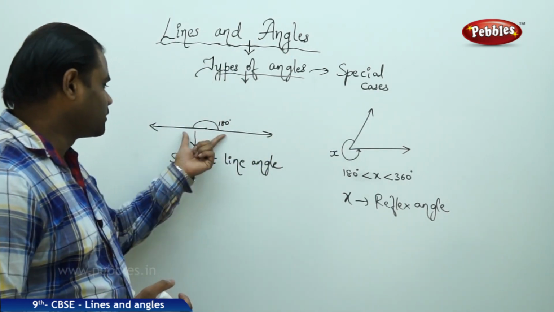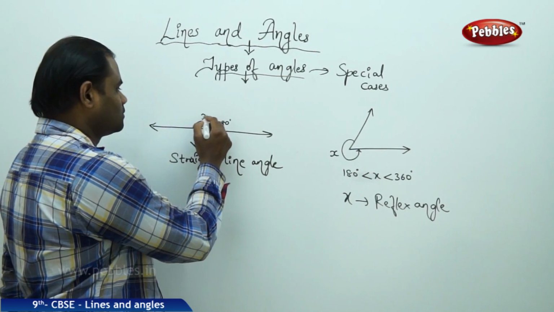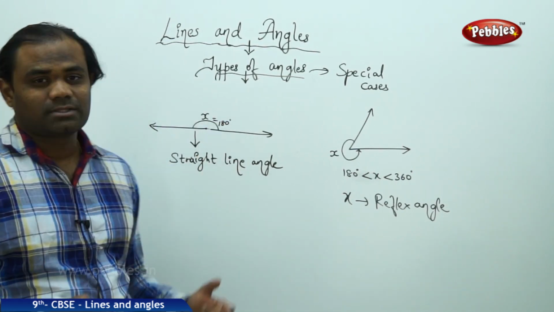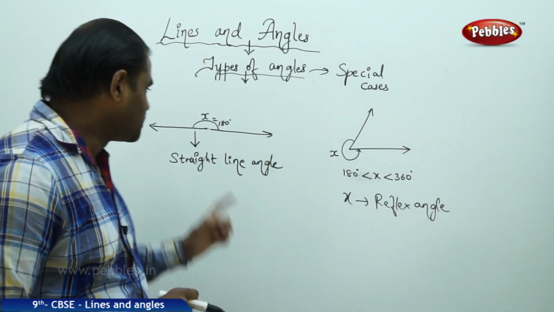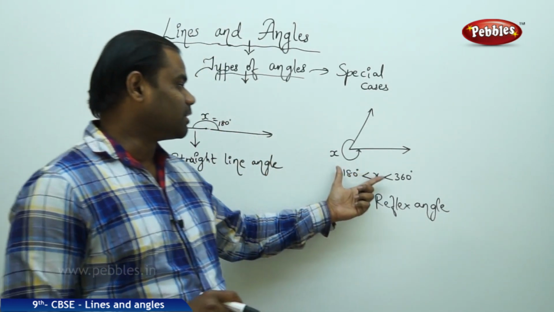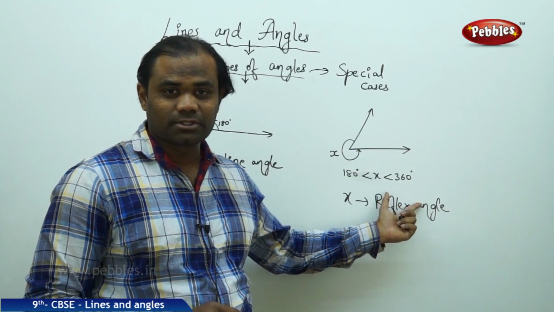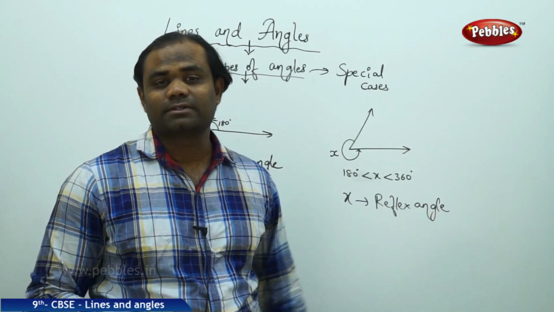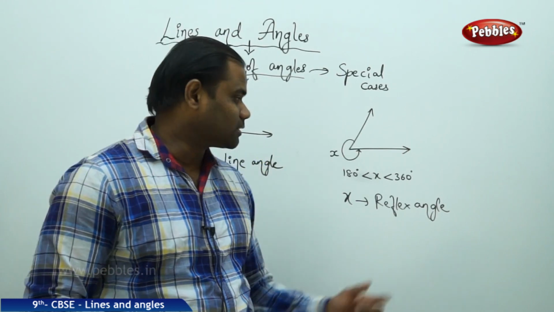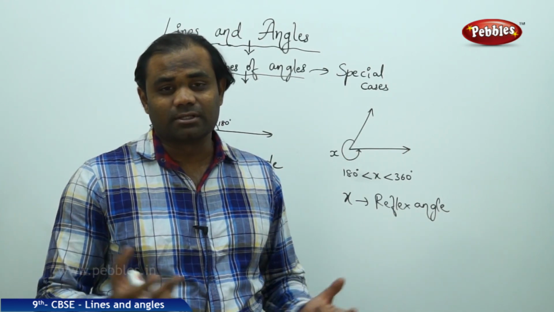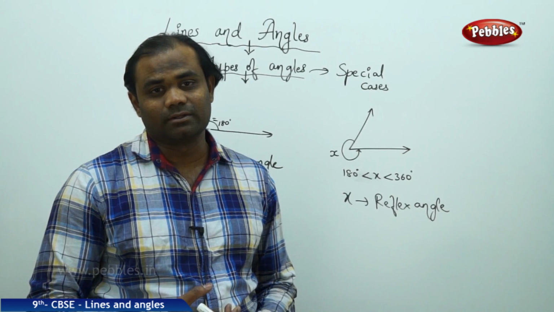x equals 180 degrees implies that the angle is called a straight line angle, as made by the two rays. x greater than 180 and less than 360 is called a reflex angle. Straight line angle and reflex angle are the special cases of the types of angles.